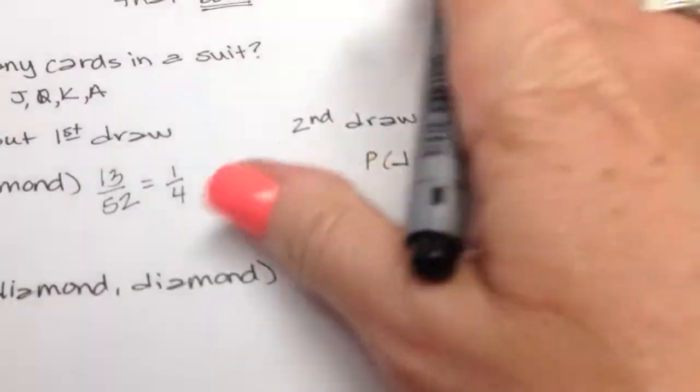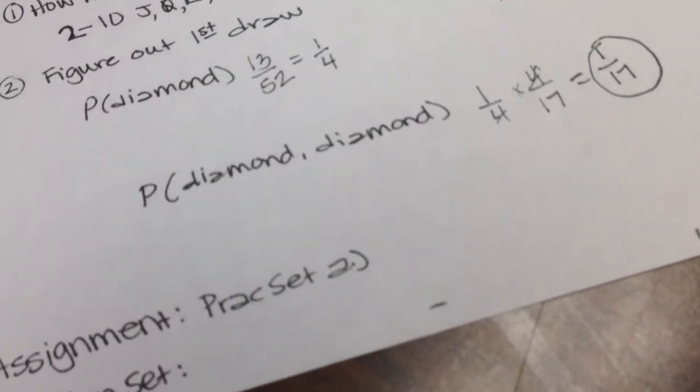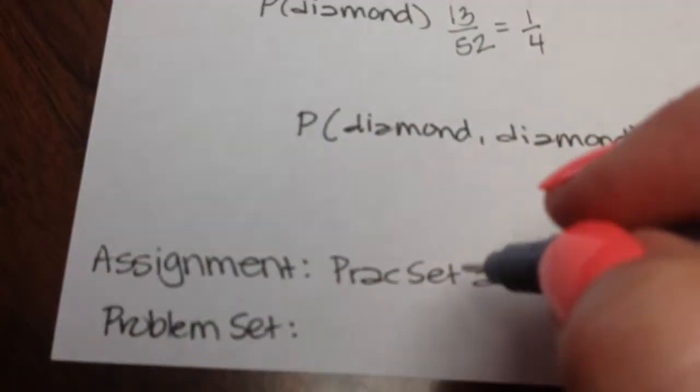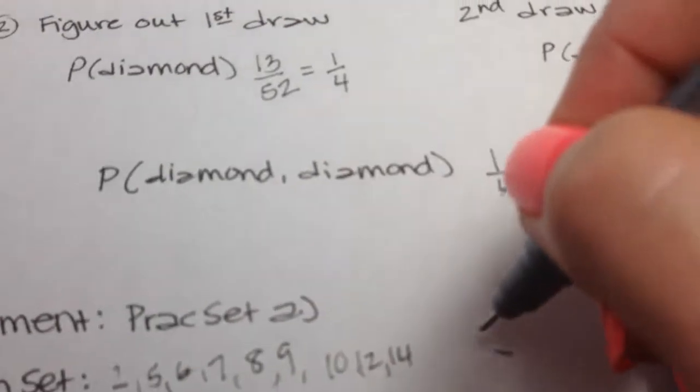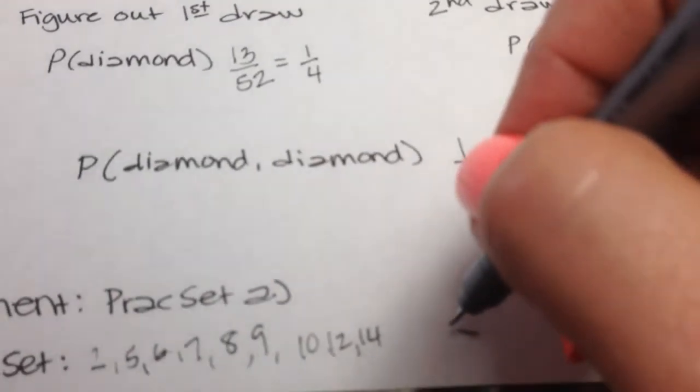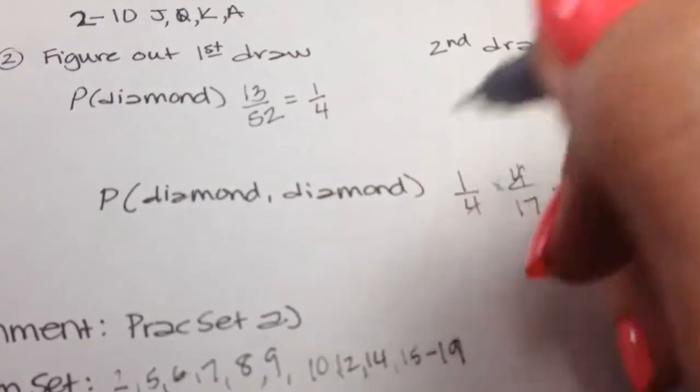It's not hard. Of course, I forgot to write down your assignment, so it's going to take me a minute. You're going to do practice set A, and I have it marked in the book. So you're going to do 2, 5, 6, 7, 8, 9. Then you can do 10, 12, and 14. And 15, 16, 17, 18, 19. So 15 through 19.